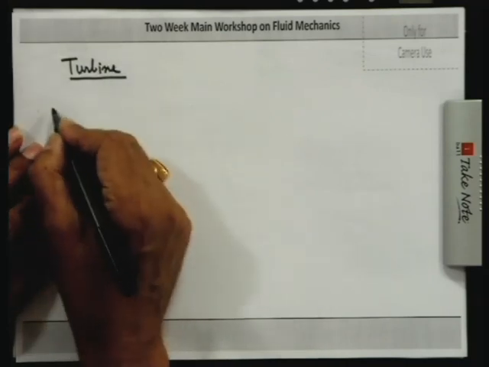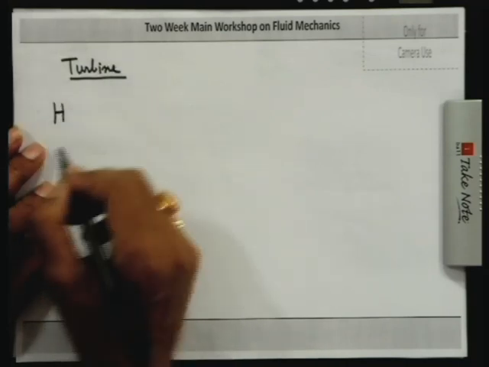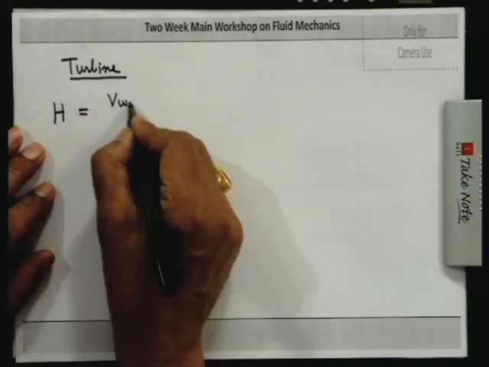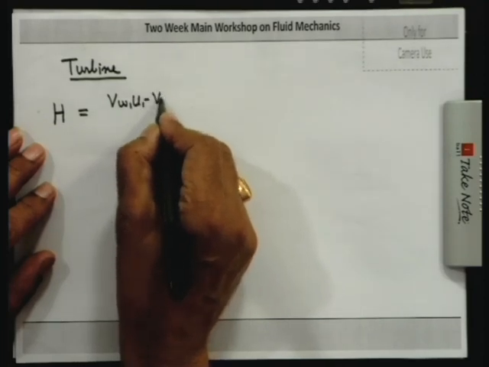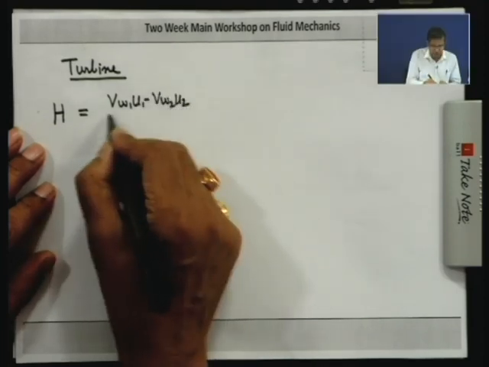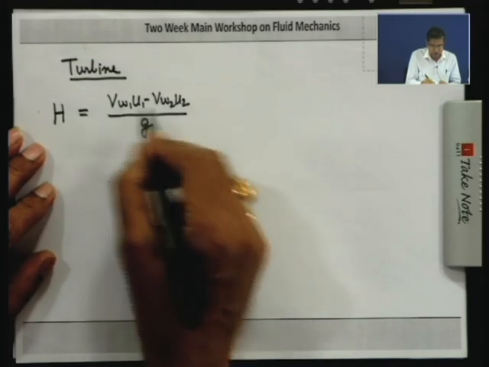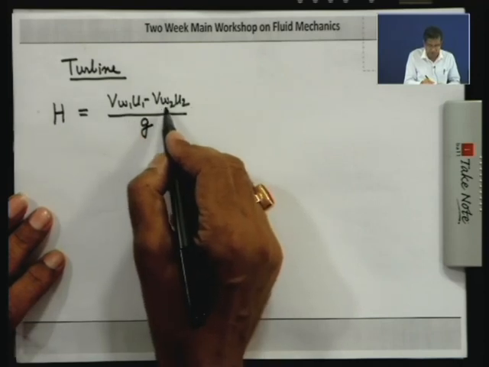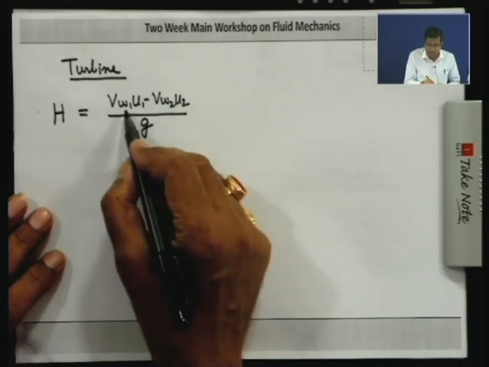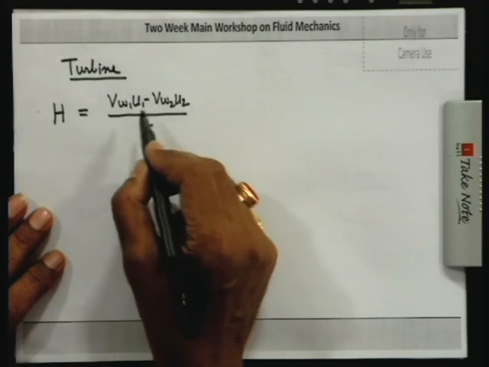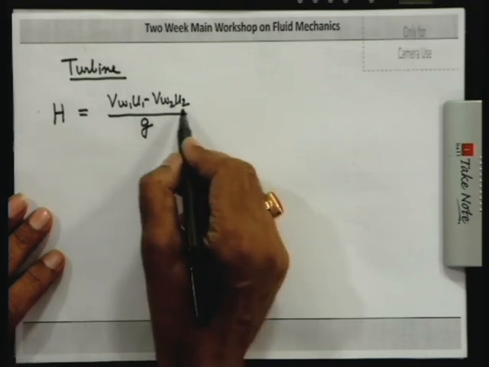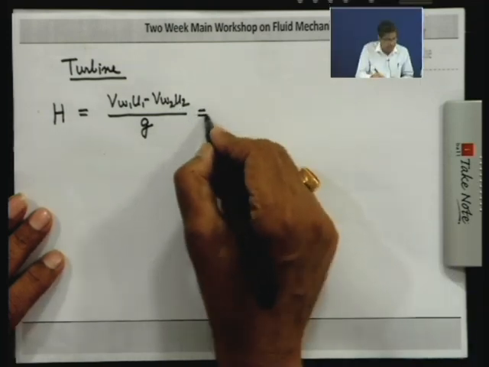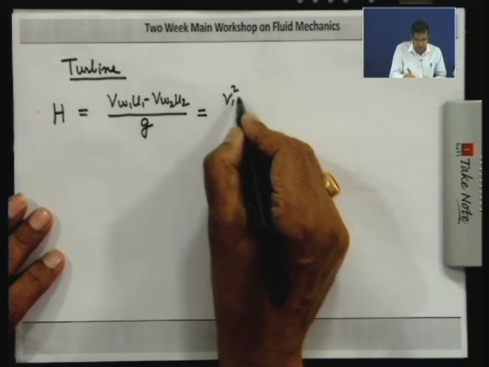if you remember, the head delivered or developed by the turbine H is given by these nomenclatures you already know, VW1 U1 minus VW2 U2 by g per unit weight, where VW1, VW2 are the whirl components or tangential components of velocity, absolute velocity of water at inlet to the turbine runner and outlet from the turbine runner, and U1, U2 are the inlet and outlet velocity of the rotor. And this can be written also, we have seen, in terms of the different velocity components like that.